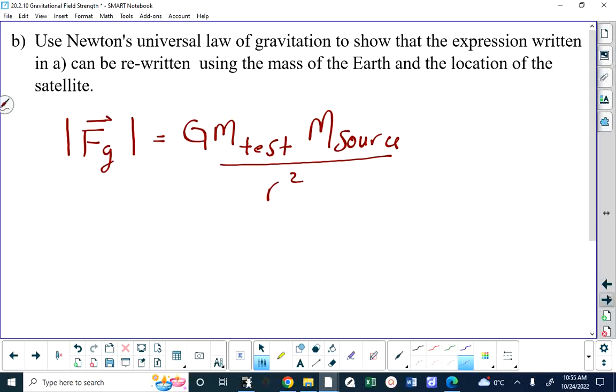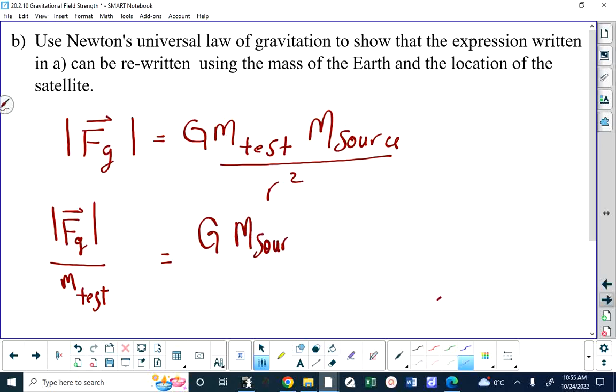Alex, what's the test mass? The satellite mass. What's the source mass? The Earth. And we've said that g is the gravitational force on the satellite, on the test mass, over the mass. That's equal to G. But if I just take this equation and divide both sides by the test mass to get this expression, what would I have left? I would have G, capital G, times the mass of the source over the distance squared.